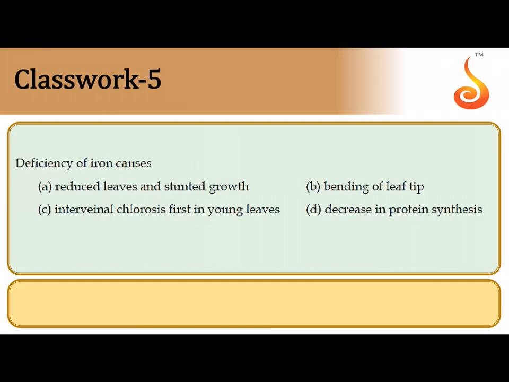Deficiency of iron causes interveinal chlorosis. So please remember, chlorosis means yellowing of the leaf. Very, very important. Iron is required for the synthesis of chlorophyll. Although iron is not a part of the chlorophyll molecule, magnesium is a part of the chlorophyll ring, but iron is very essential for synthesis of chlorophyll.